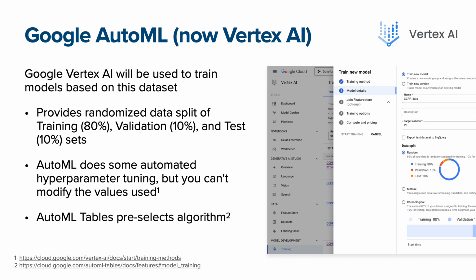To solve this problem, I turned to Google's Vertex AI platform, where Google AutoML now lives. This platform is really powerful. It provides the ability to randomize and split your data automatically into training, validation, and test sets. However, a couple caveats. AutoML tables already pre-selects an algorithm, and unless you go to a custom pipeline, you can't really easily change and tune the hyperparameters. So these are some caveats going in.